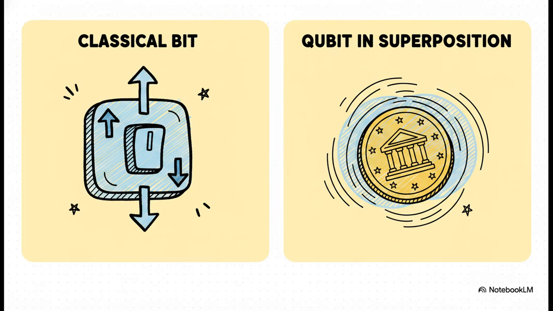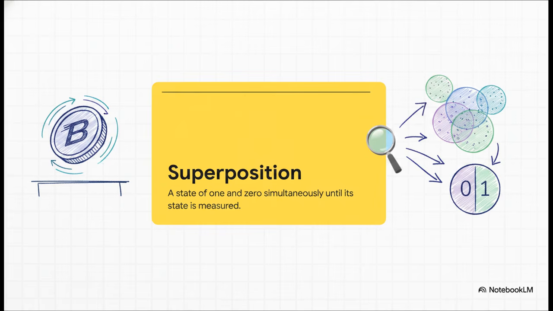But a quantum bit, a qubit, acts much more like a spinning coin. While it's spinning in the air, is it heads or tails? It's kind of a blur of both, right? A qubit actually processes information by existing as a 1 and a 0 simultaneously. And that brings us to this absolutely crucial concept called superposition. Superposition is just the state where the qubit holds multiple possibilities at once. It stays in that spinning blur of 1s and 0s right up until the exact moment it's stopped and measured.